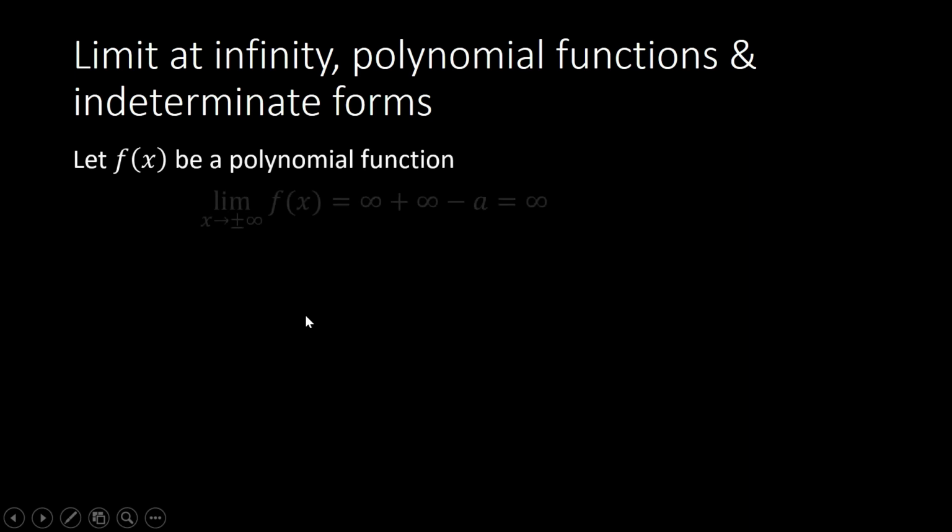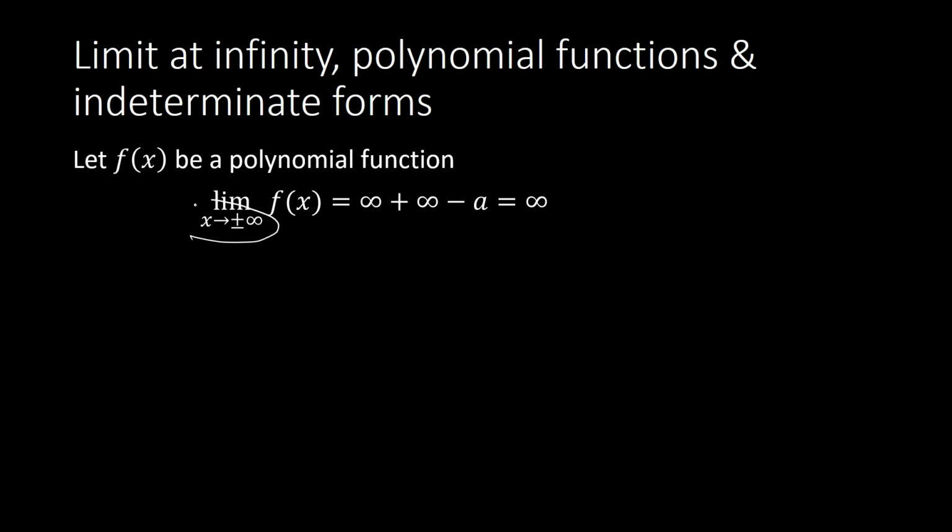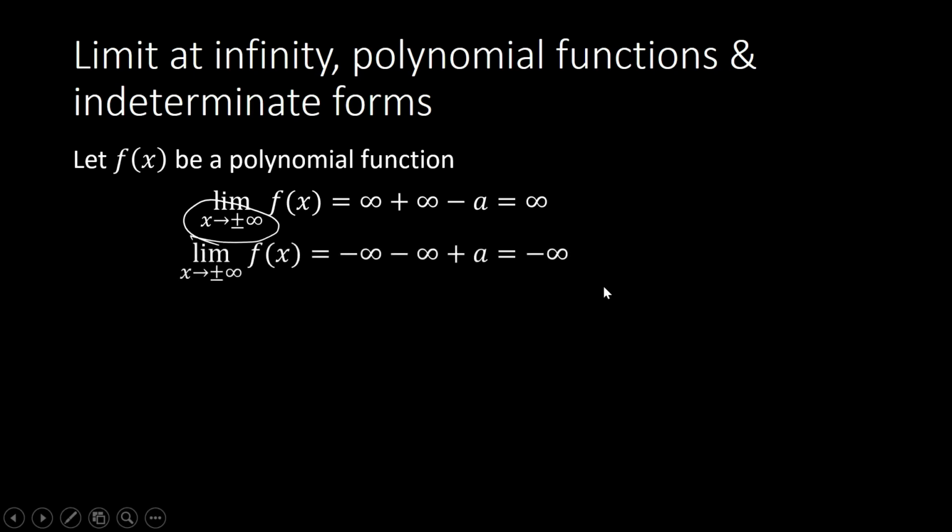But it can happen that when we are evaluating the limit of a polynomial function as x approaches infinity or negative infinity, these are the things that can happen. It can be equal to infinity. It can be equal to negative infinity. If these are the results, then it's just fine. You will just say that the limit of your function is infinity, or the limit of your function as x approaches infinity or negative infinity is negative infinity.